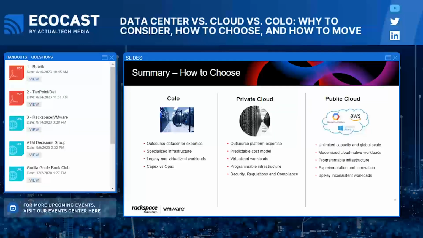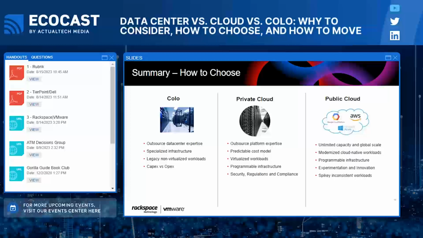For Colo, if you want to manage your servers, but you don't want to worry about the data center, the physical building, the power, the cooling, etc., you can go with Colo. You have specialized infrastructure. You have legacy non-virtualized workloads. And then if you want your financial model to be CapEx rather than OpEx, Colo is favorable there. For private cloud, you want a predictable cost model, you have virtualized workloads, you want programmable infrastructure, and you want to satisfy specific security regulations and compliance, specifically data sovereignty. That's a good reason to use private cloud.